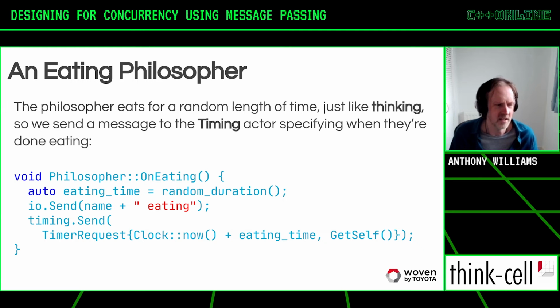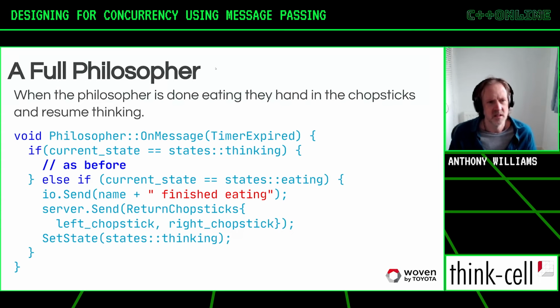It does then mean that now we need to update the timer expired handler to say, well, okay, what if we were eating when the timer expired? In this case, then we finished eating rather than finished thinking, and we need to hand in the chopsticks that we were using, and then we can change to thinking. So this is now sort of the most complex of the message handlers, because it's actually needing to deal with multiple possible states that we could be in when we get it. So you might want to factor that out into separate state-specific handlers.